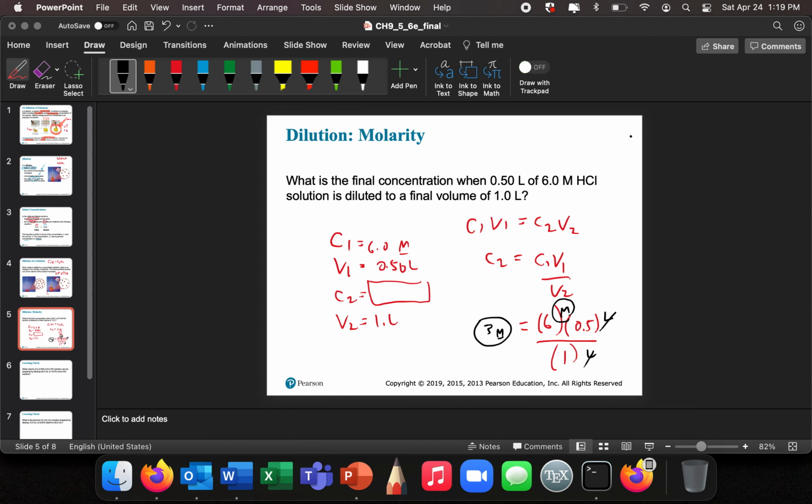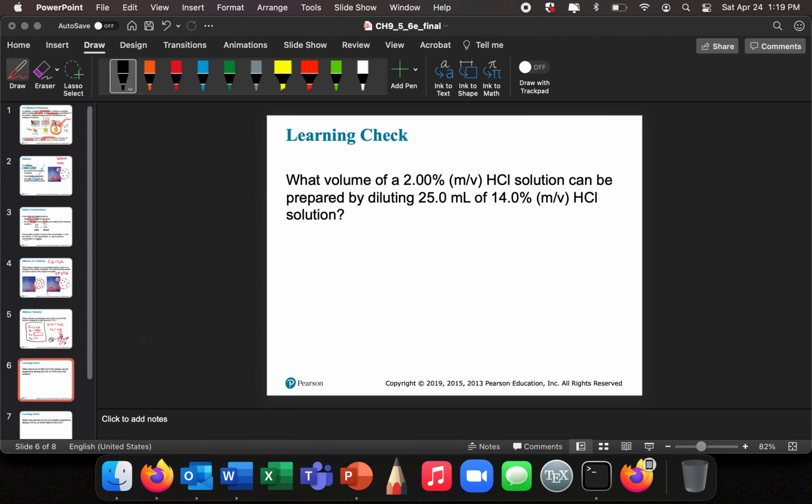All right, so what I did was I said, the hard part, I think, is interpreting everything correctly. And then, of course, knowing that C1V1 is equal to C2V2. All right, so pause the video and do this problem, and then come back and check your work against mine. We're gonna finish this video out by several examples.